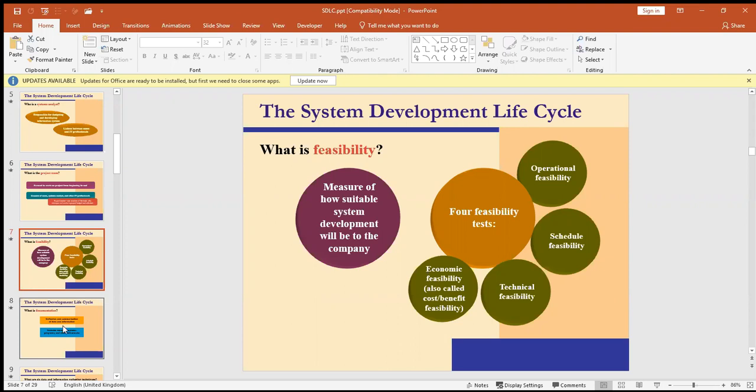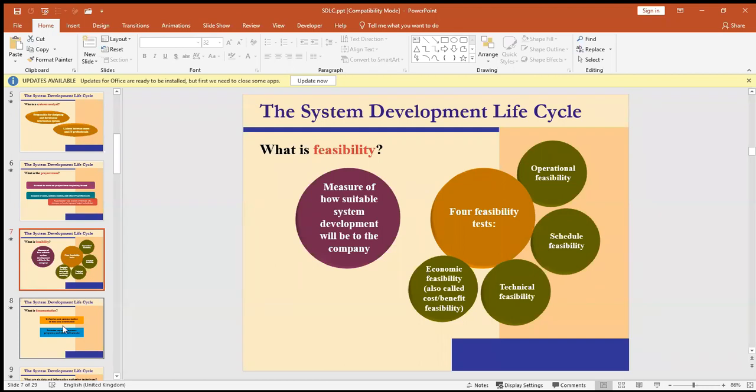Maybe we have the resources available that are required, but will the project be able to have economic value? Will it be able to add something to the organization? Much as we have all the money, we don't want the resources to be wasted by investing them in such a project. That is all feasibility study.